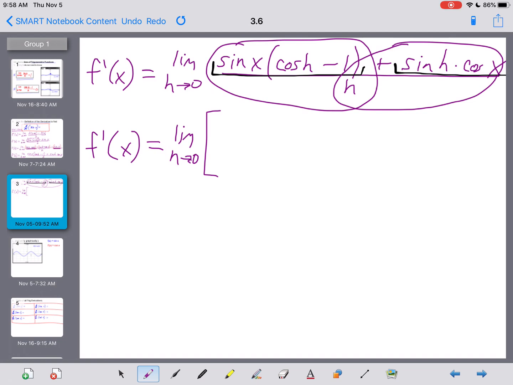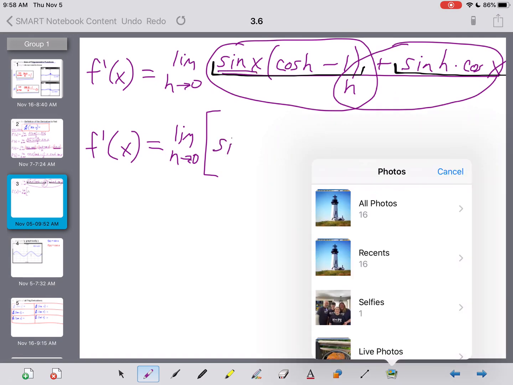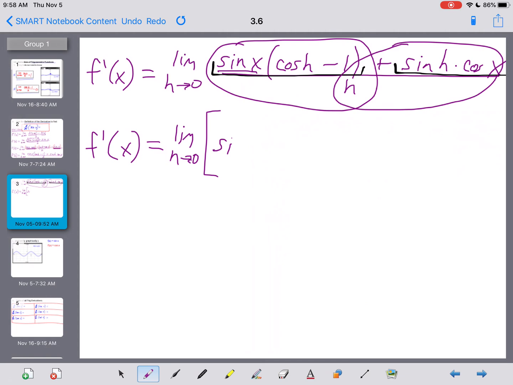However, in doing that, I'm going to take a little bit of a liberty right here, and the sine of x I'm going to pull out in front of that fraction. So, this is the sine of x. And that's going to get multiplied now by the cosine of h minus 1 all over h. That takes care of all of that. Plus, now in the second term here, guys, I'm going to pull the cosine of x out in front.